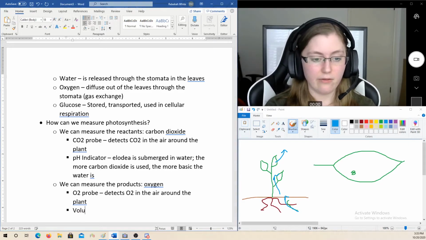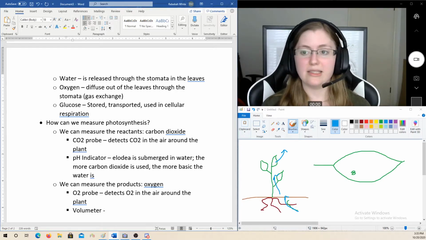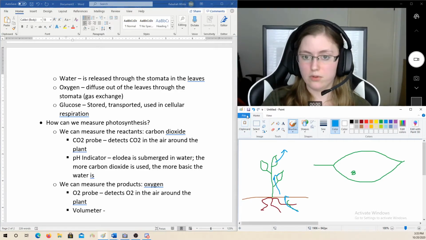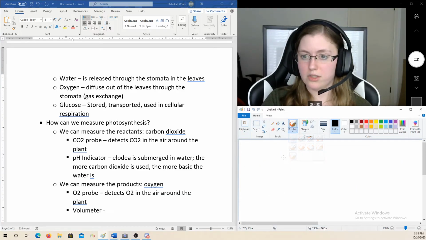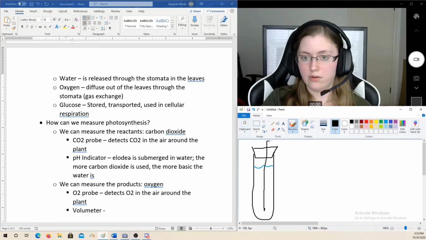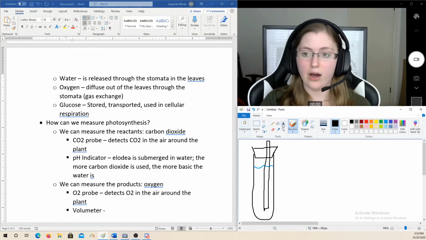And we're going to use a volumeter for this. So this is a tube. I will draw a little diagram of this. So we've got a tube. Inside that tube, we're going to have water, and it's going to be capped, so it's sealed off. There is another tube that extends out of our seal that's got measurements on it.